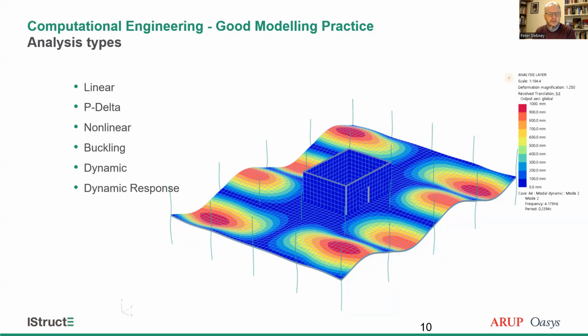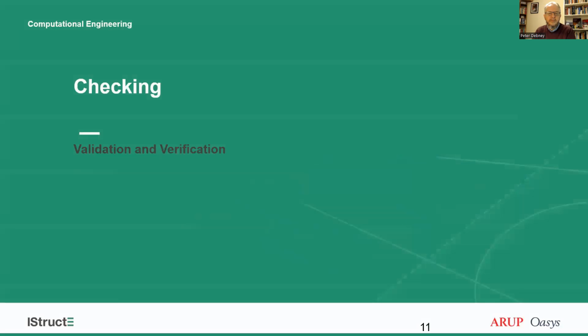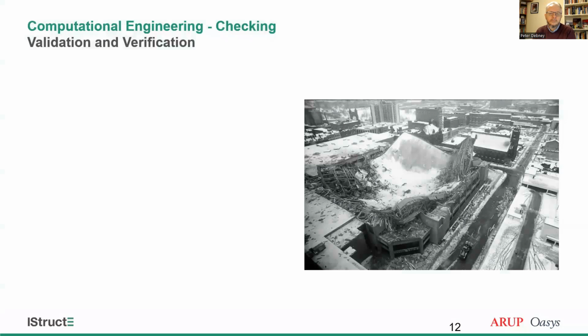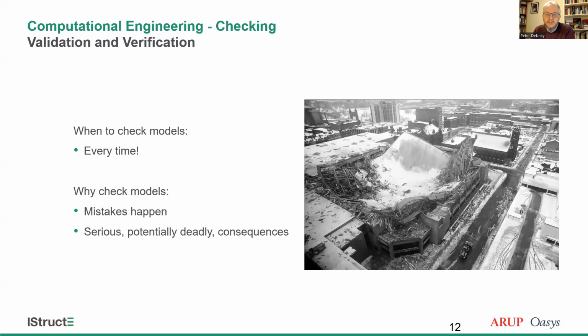So we've done the model. Then we've got to check validation and verification in full detail, but checking overall. So when do we check models? Every single time. The reason for this is mistakes do happen. We all make mistakes in various forms, and as we're looking at buildings or bridges, these can have serious consequences.